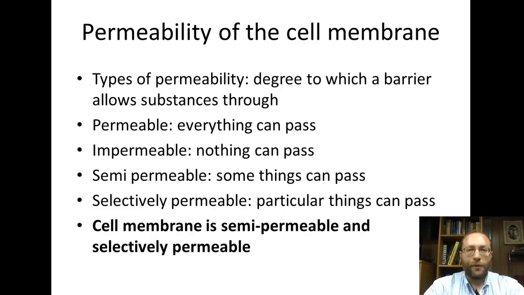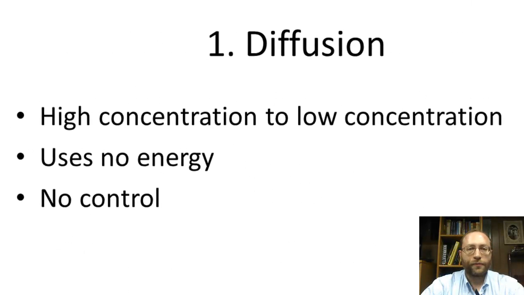And then there's selectively permeable, which means that the barrier, in a sense, can choose what things go through it. Now, the cell membrane is semi-permeable and selectively permeable. Only certain things can go through. Sometimes certain things it can't choose, like water is just able to go through, and other things are selectively permeable, like sometimes it will let certain things through, and sometimes it won't let those same things through, if the conditions are different. Okay, so now here's the first way that substances can pass through. It's called diffusion.